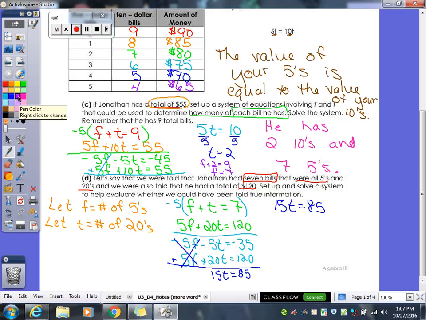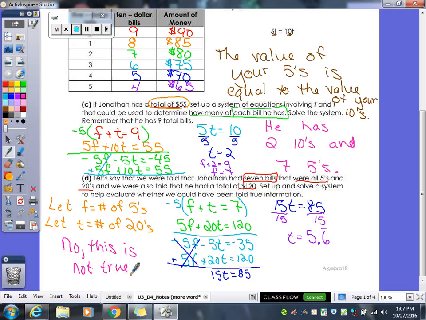So what's our last step to get our t? And that is 5.6. Isn't it like 5.6 repeating? Yeah, 5.6 repeating. So then, since we got 5.6 repeating, can we have 0.6 repeating of a $20 bill? No, it has to be 5. But it can't be 5. My answer is 5.6 repeating. 5 wouldn't work. So were we told true information? No. This is not true.